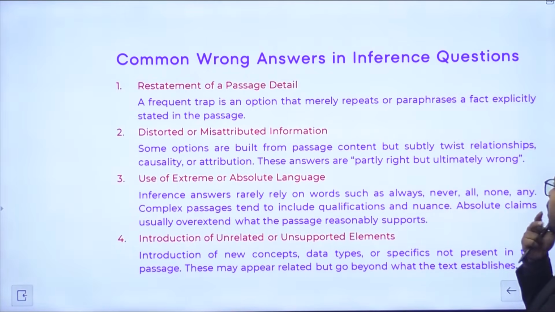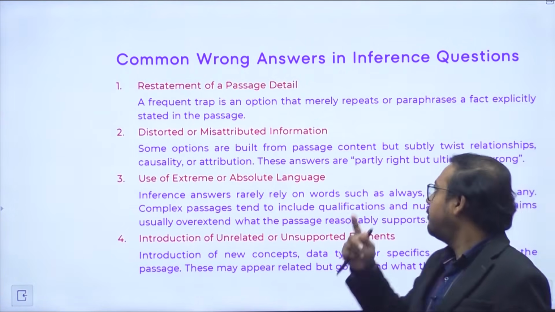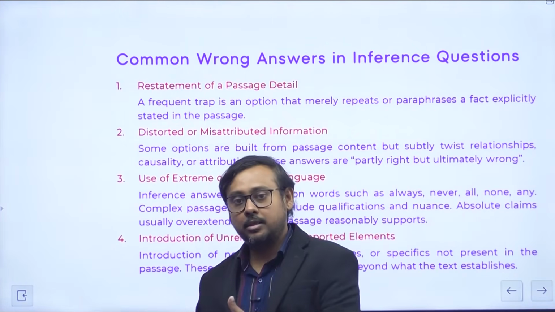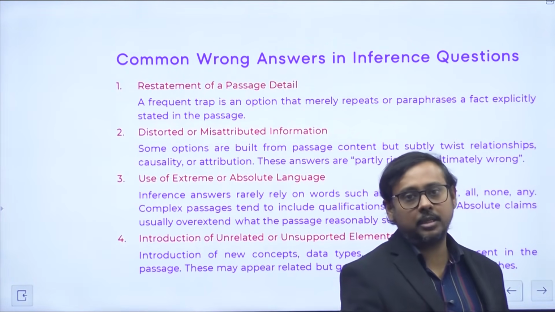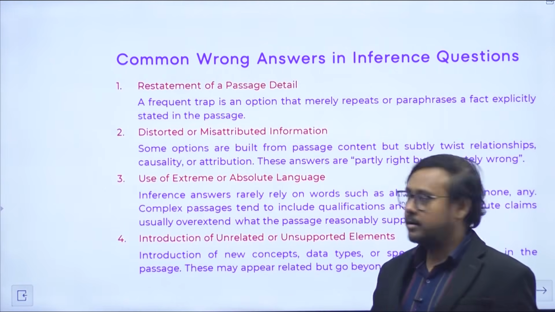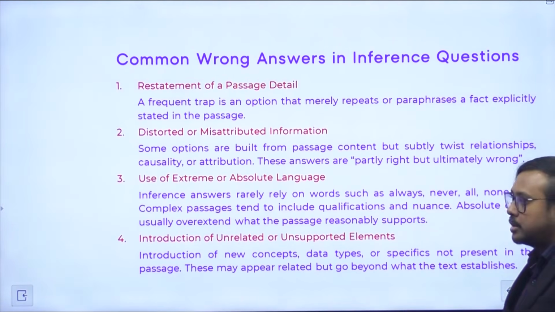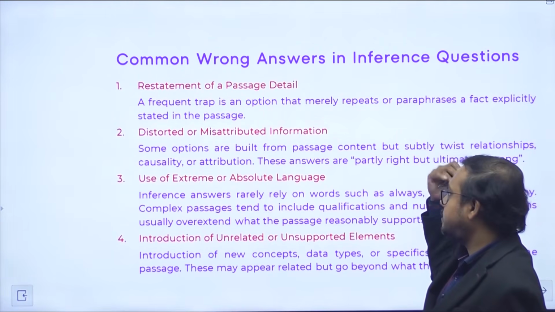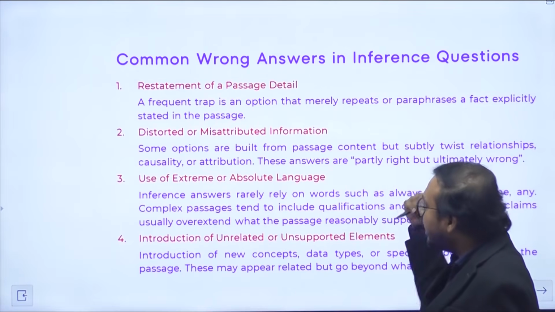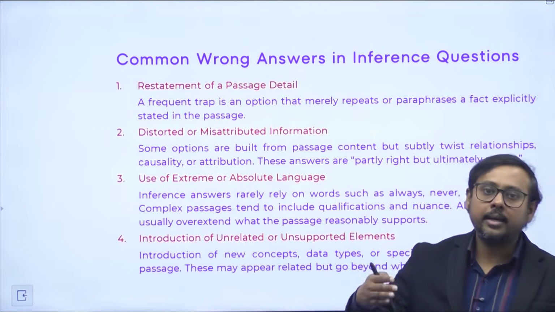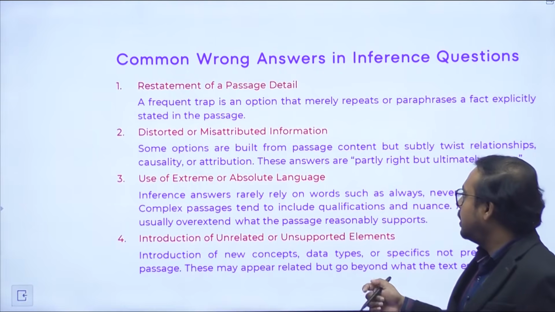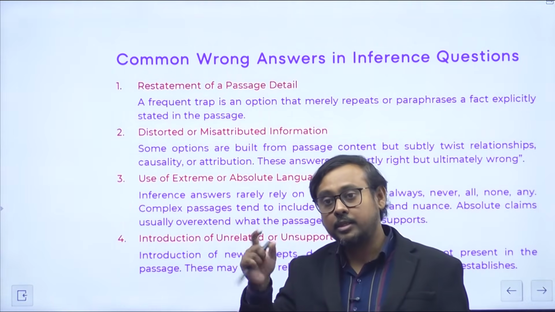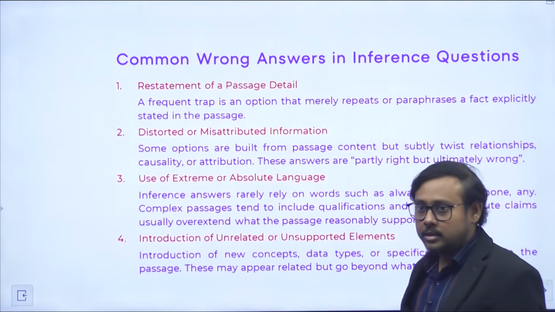Okay, these are the common wrong answers in inference questions. First is restatement of a passage detail. Inference is what comes after the passage. If there is a restatement of what is mentioned in the passage, that is incorrect, right? Second is distorted or misattributed information. This is one of the most common ways that UPSC frames its incorrect options. What is it? Causality, I told you, cause and effect. Today we'll practice, we'll find those mistakes. So again, these are the common wrong answers, right?